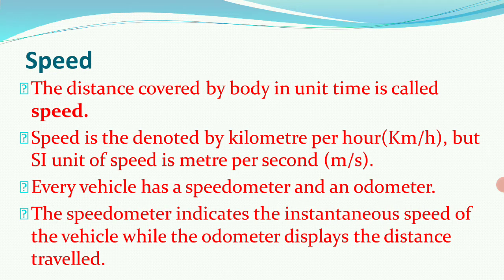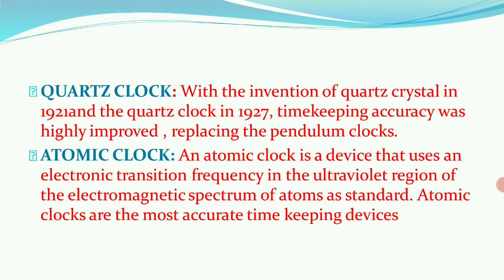Speed. The distance covered by a body in unit time is called speed. Speed is denoted by kilometers per hour, but the SI unit of speed is meters per second. In each and every vehicle, we have a speedometer and an odometer. The speedometer measures the speed of the vehicle and the odometer measures the distance of the vehicle.